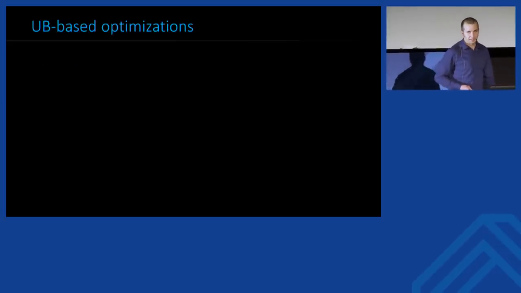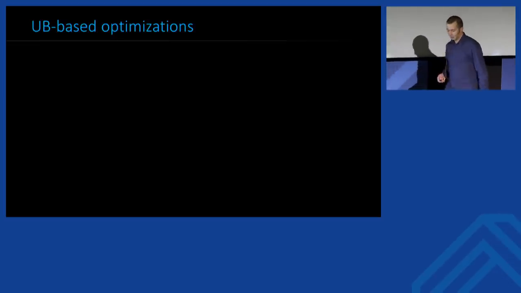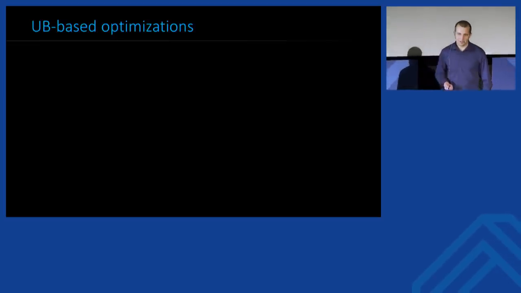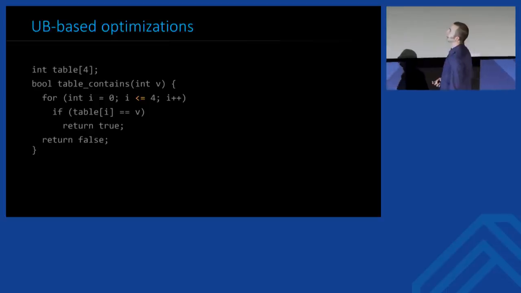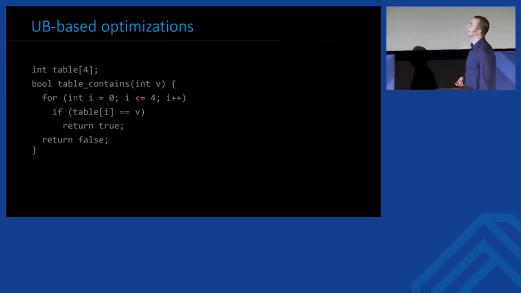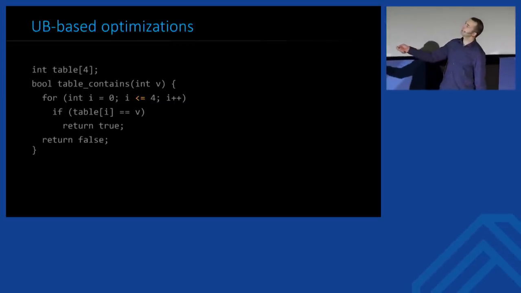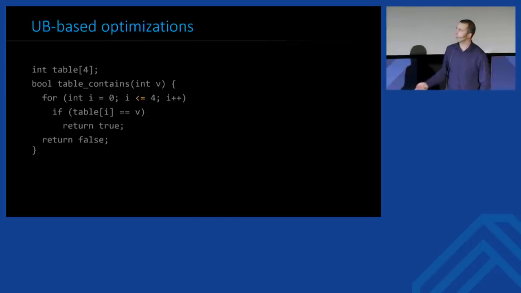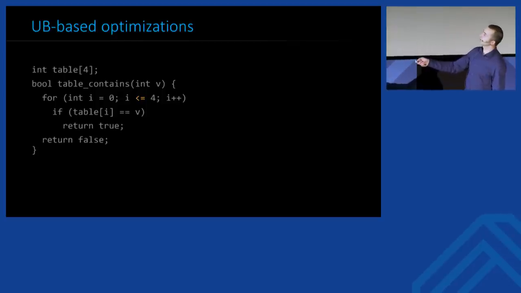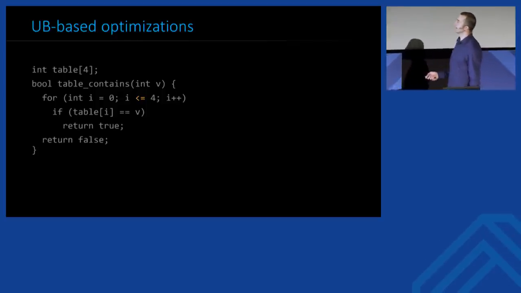These optimizations have been there for decades, and they are quite intuitive and uncontroversial. But nowadays compilers can do far more. Let's go the other way. This is the example we've seen at last year's Code Dive in Piotr's presentation. I have an array of four elements, and I have a function that looks for a given value in this array. If it finds it, it returns true. If it doesn't, it returns false.